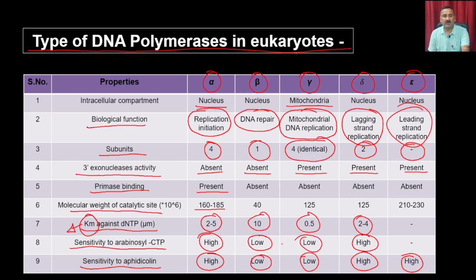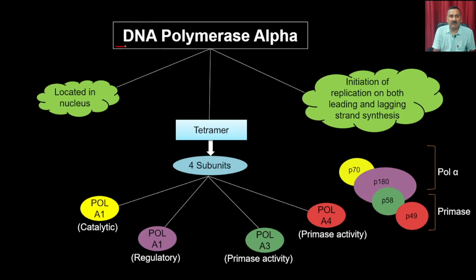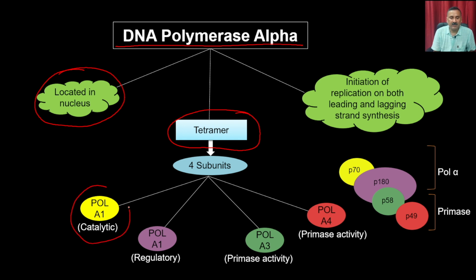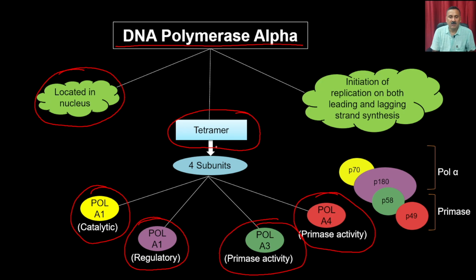Now, let us talk about some of these DNA polymerases. We will start with alpha. DNA polymerase alpha is localized in the nucleus, and it is a tetramer, so it is going to have 4 subunits: Pol A1, Pol A2 regulatory, Pol A3 and Pol A4, the latter two with primase activity. All 4 subunits are different, right. A1 has the catalytic activity, A2 has the regulatory activity, A3 has the primase activity, and A4 also has primase activity.